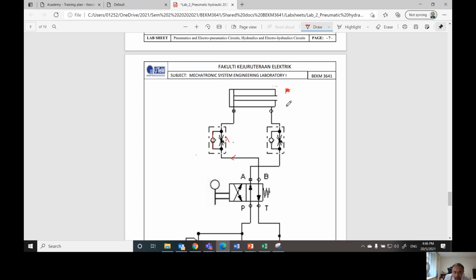The cylinder will extend but not 100%, because when the fluid is leaving the cylinder, this is blocked, right? When this is blocked, this throttle valve will function. Therefore, the throttle valve will control the flow leaving the cylinder. So this is meter out for extend. And then during retraction, this one is free flow. But when it's leaving, this one is blocked and then this is throttled. So this is also meter out during retraction.